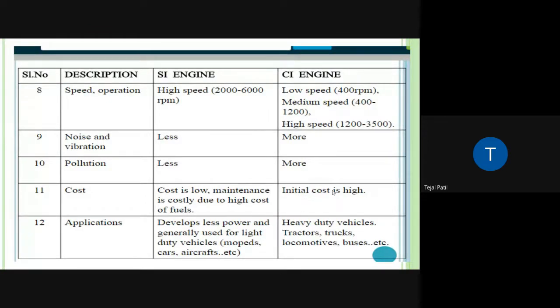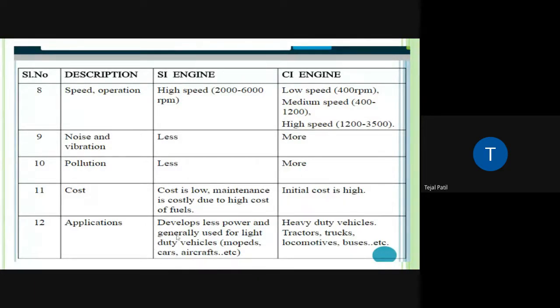While in the diesel engine, initial cost is high because it has to deal with very high pressure, and it should have heavy load carrying capacity. So the material you use for that diesel engine will definitely be costly. That's why you can see the initial cost for the diesel engine will be higher.